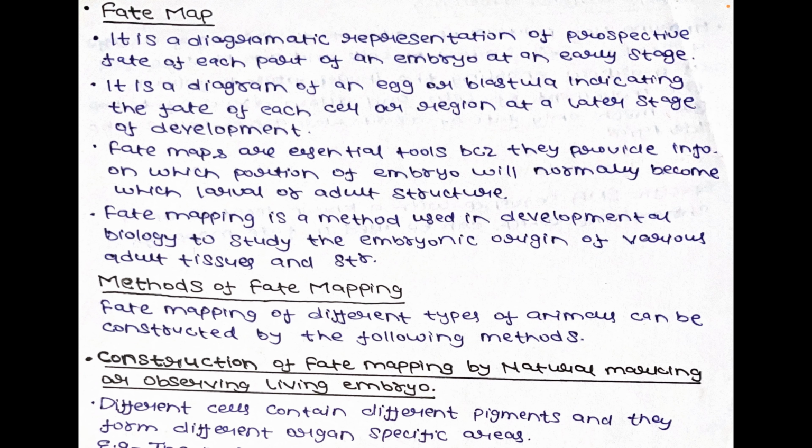Two words are doing heavy lifting here and you must understand them. Prospective or presumptive, meaning expected or destined. A region's presumptive fate is what it will normally become if the embryo is left to develop undisturbed. The presumptive notochord, the presumptive neural plate, and so on.